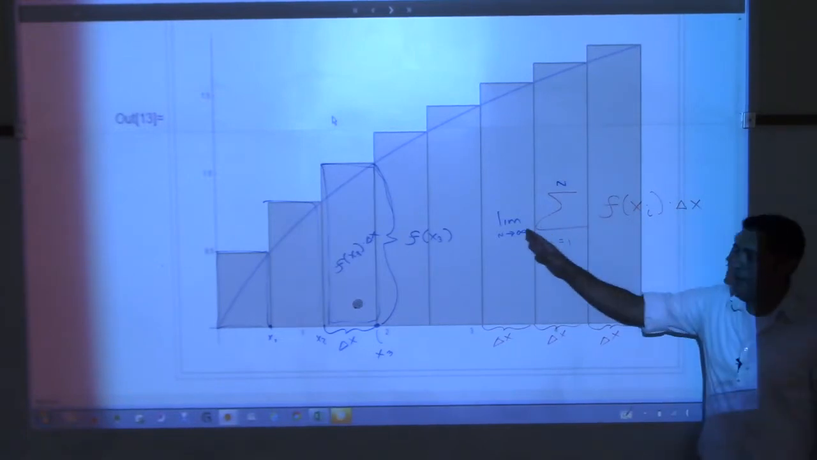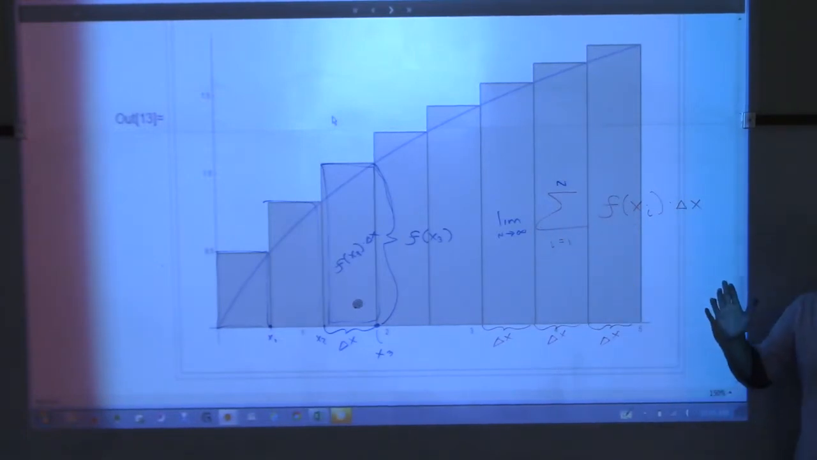If we take the limit of this formula as the number of rectangles goes to infinity, we get the true area. That should have been made clear in Cal 2.